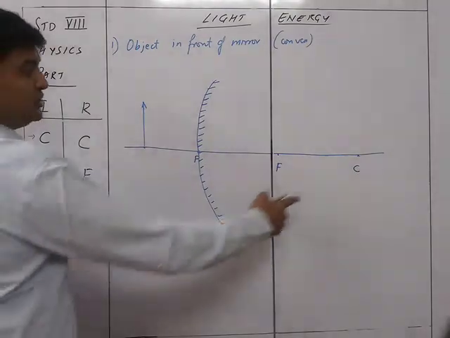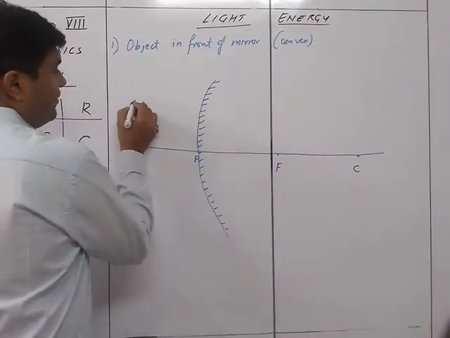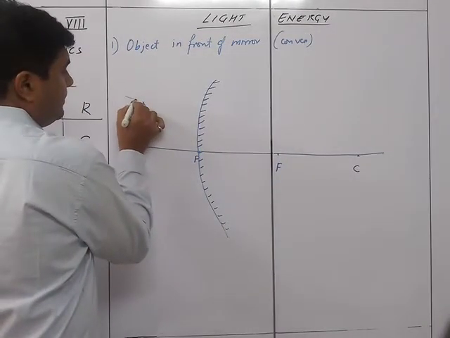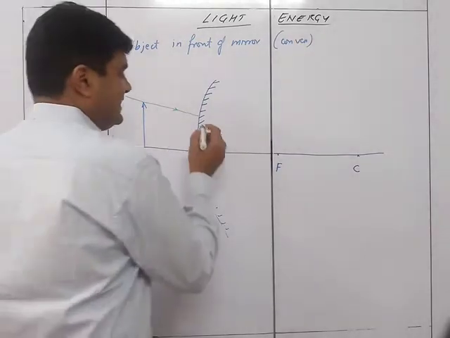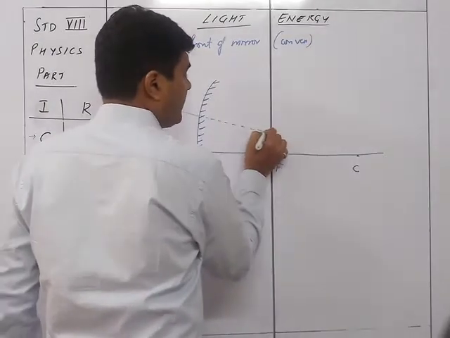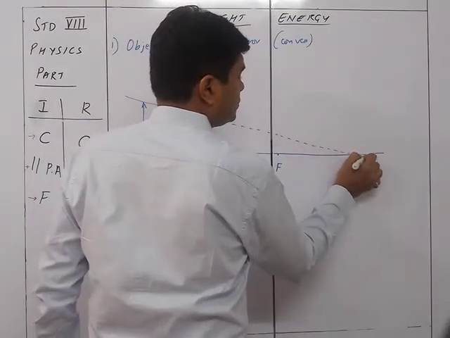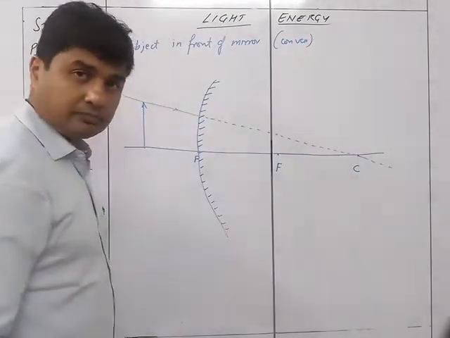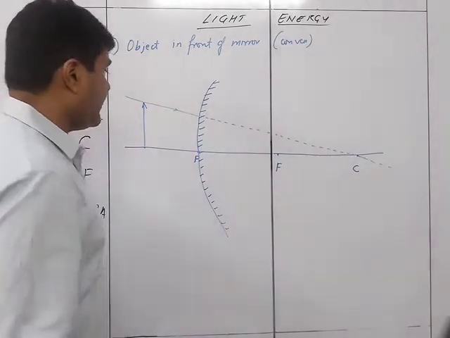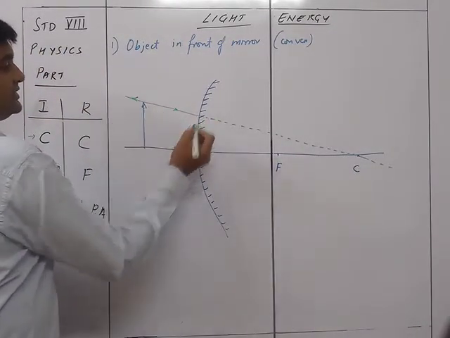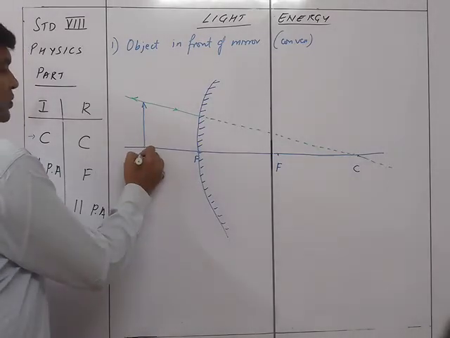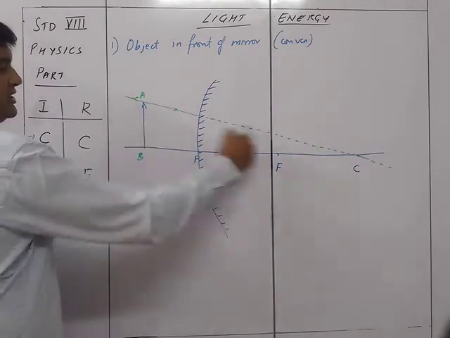So first, let's take one ray which is passing through C. A ray of light is going to be forming here. Now it seems that it is going to pass through C. Because we know that anything which passes through C reflects back in the same direction. So this is the first one. This is your B and A. So this is your first ray.